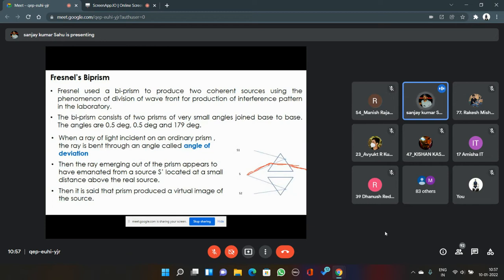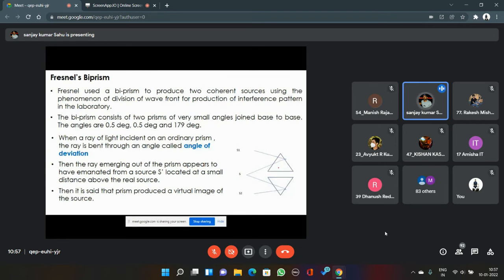So it can be imagined as if the light beam is coming from another point here. We can assume that the light beam, after getting deviated by the prism, is coming from another source S1, and that is called a virtual image of the source S, a virtual source S1. Similar thing will happen to this source through the other prism also.